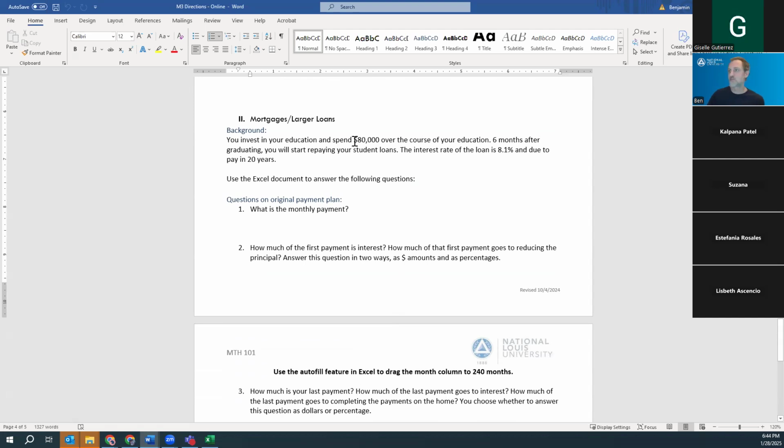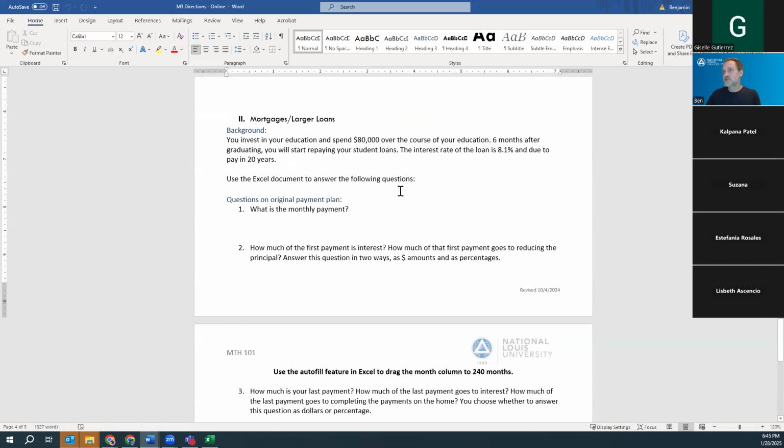So the setup is $80,000 of student loans. You don't really need to pay attention to this, but this is real. You get a little bit of a break after you graduate to be able to get yourself in order before you have to start making payments. You get an 8.1% interest rate. That's fairly realistic. And then you're going to try to pay it off in 20 years.